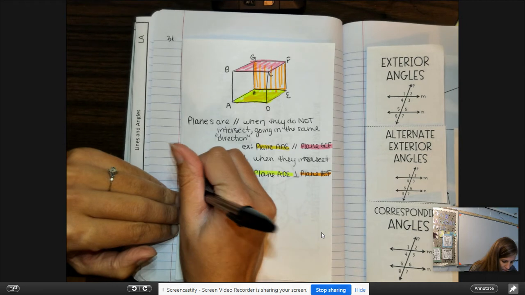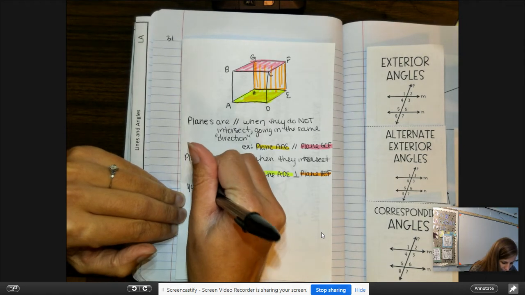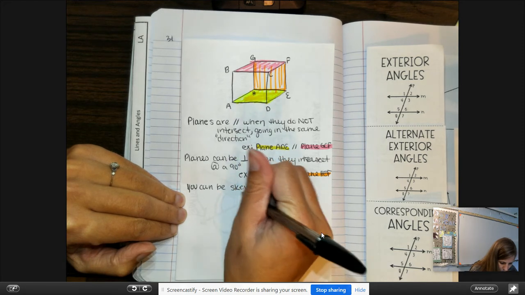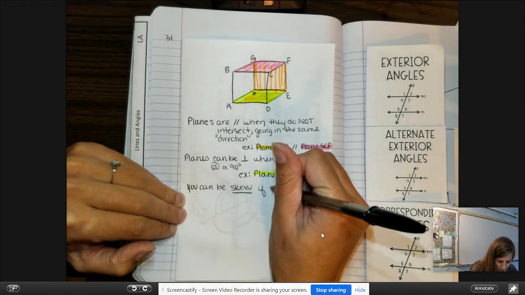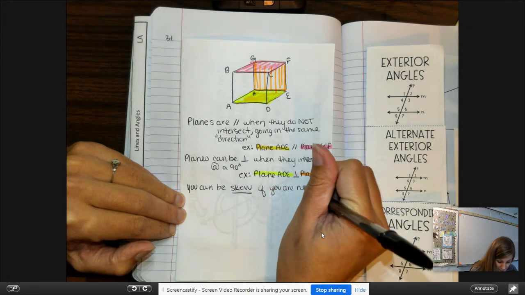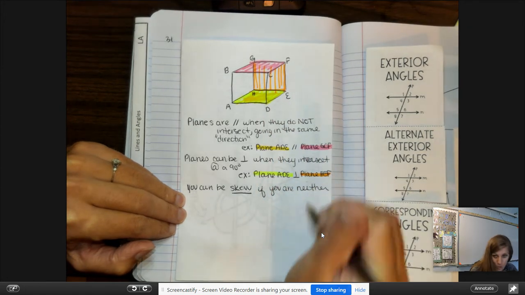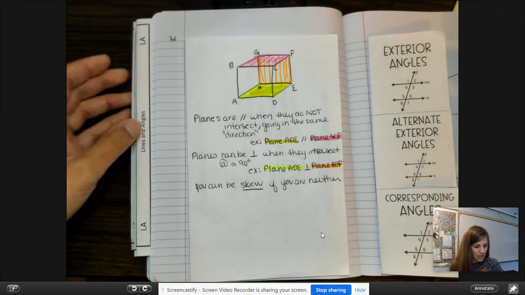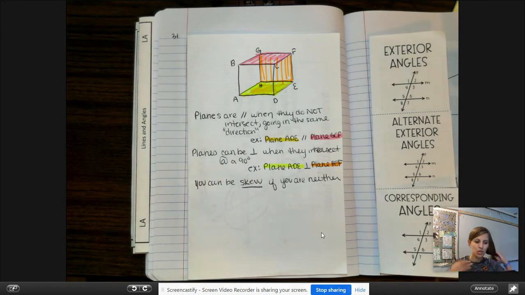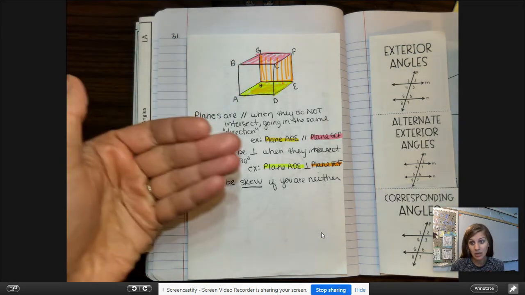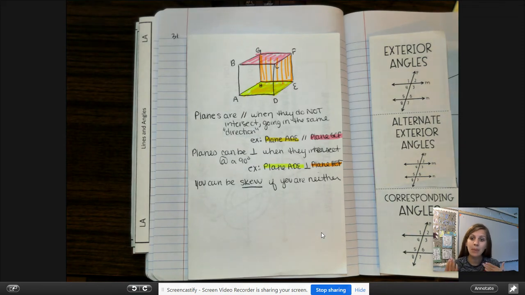So you can be skew if you are neither. So if you aren't parallel or perpendicular, you might be skew, or you're probably skew. And again, that's hard to do with 2 planes in this picture because in this picture, the planes are either parallel or perpendicular. But if I talk about a plane with a line, then we can see what skew means.